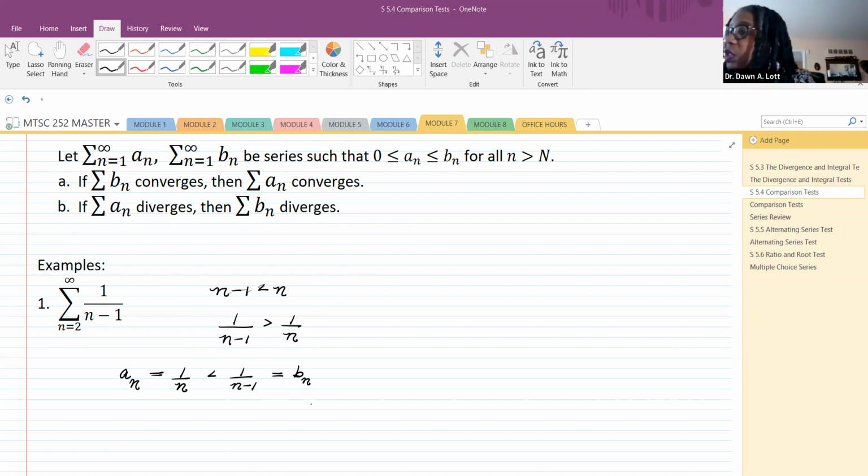Okay, so this gives me right here. Oh, that's why I keep getting that, because that's in the way. Let's move that. There we go. Now I can. Okay, so this gives me directly that an is specifically less than bn.